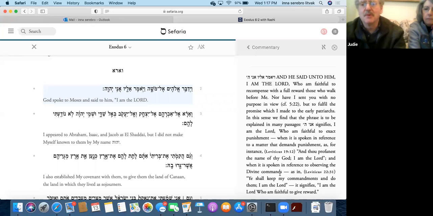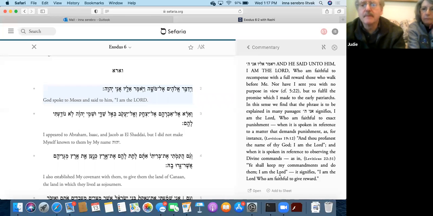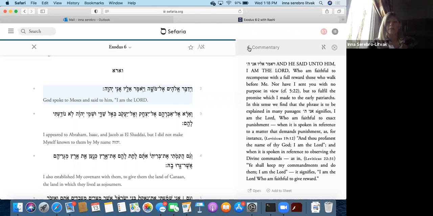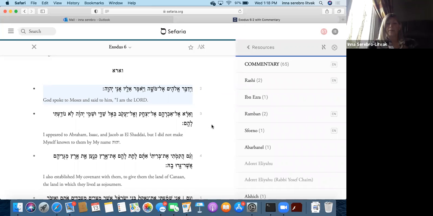Ani Adonai signifies, I am the Lord who am faithful to exact punishment, when it is spoken in reference to a matter that demands punishment, as for instance, in Leviticus, "and thou profanest the name of thy God, I am the Lord." And when it is spoken in reference to observing the divine commands, as in another part of Leviticus, "ye shall keep my commandments and do them, I am the Lord," it signifies, I am the Lord who am faithful to give reward. So in both instances, Adonai can be punishing and Adonai can be rewarding at the same time.